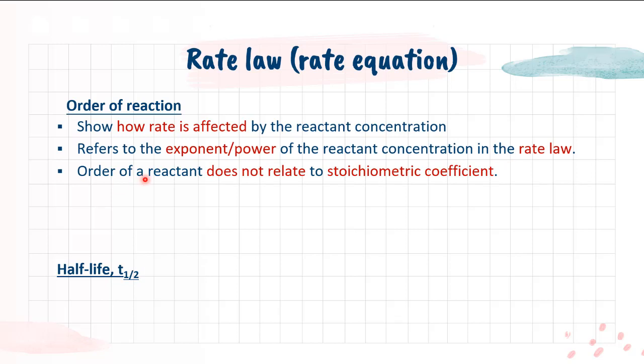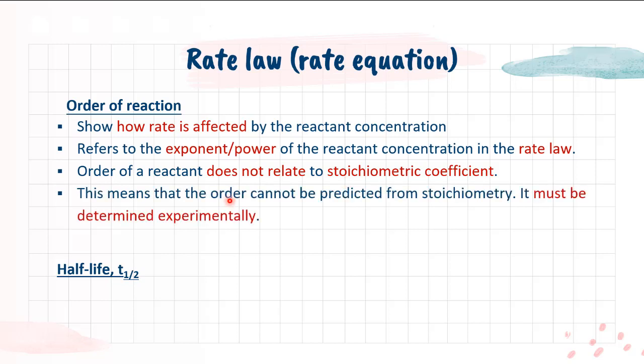And also, order of reaction does not relate to the stoichiometric coefficient. This sentence means that even if you have a balanced equation, the order is not the same as the stoichiometric coefficient. They are not the same. It means that order cannot be predicted from stoichiometry and it must be determined experimentally. We have some different methods for you to determine the order of reaction in the later examples.